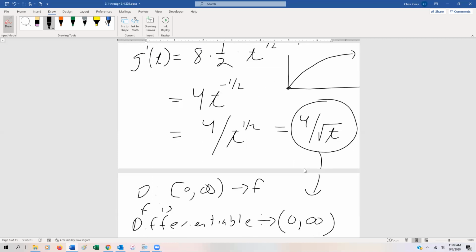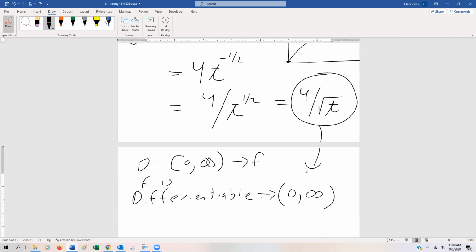So hopefully this gives you a basic overview of some of the techniques for finding derivatives without using the definition. And in the next videos, we're going to do a few more of these techniques.